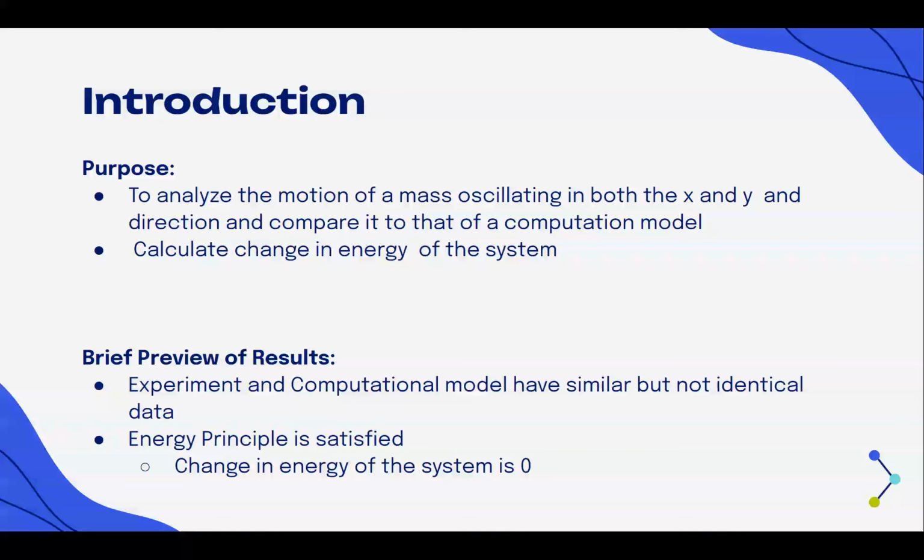So the purpose of this experiment is to analyze the motion of a mass oscillating in both the x and y direction, compare it to that of a computational model, and calculate the change in energy of the system. A brief preview of the results shows that the experimental data and the computational model have similar but not identical data. The energy principle was satisfied as the change in energy of the system was found to be zero.